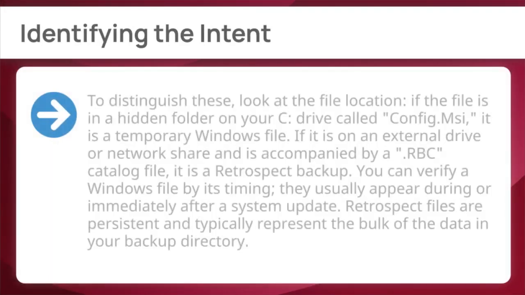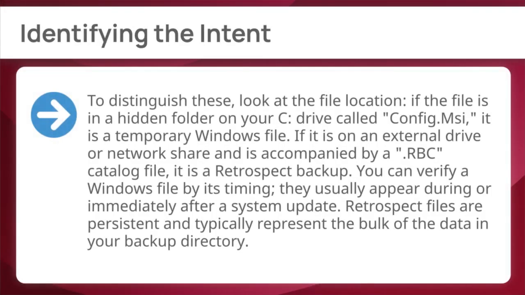First, identifying the intent. To distinguish these, look at the file location. If the file is in a hidden folder on your C drive called Config.Msi, it is a temporary Windows file. If it is on an external drive or network share and is accompanied by a .rbc catalog file, it is a Retrospect backup. You can verify a Windows file by its timing. They usually appear during or immediately after a system update. Retrospect files are persistent and typically represent the bulk of the data in your backup directory.